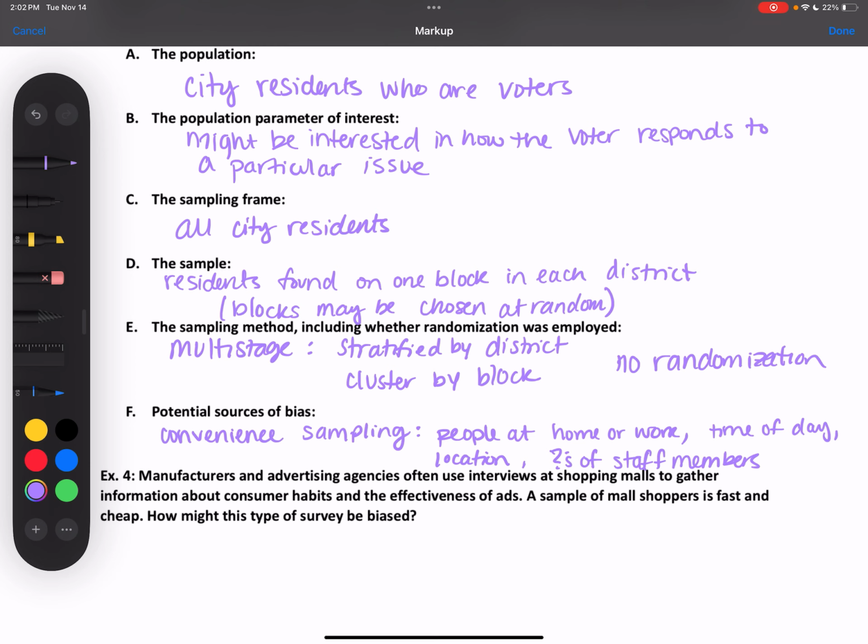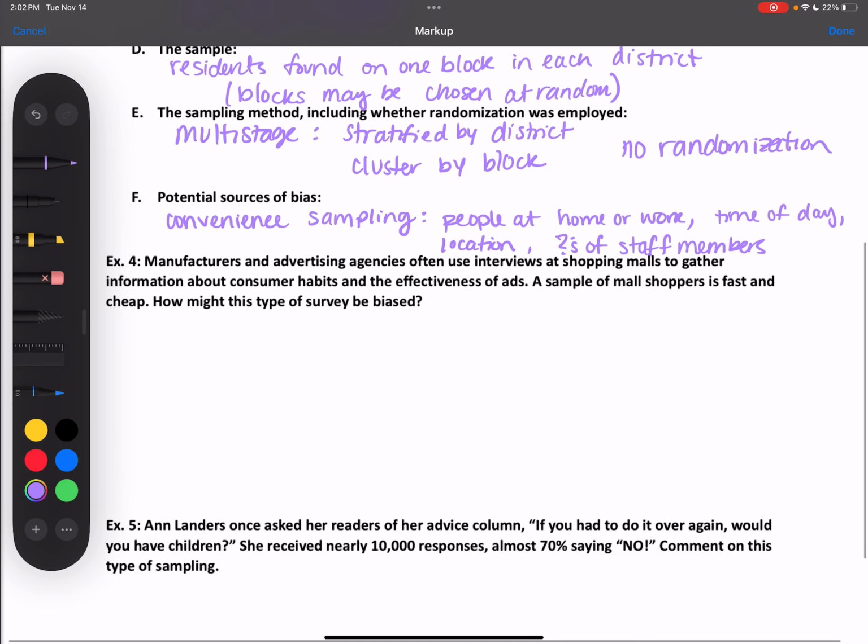All right, number 4. Manufacturers and advertising agencies often use interviews at shopping malls to gather information about consumer habits and the effectiveness of ads. A sample of mall shoppers is fast and cheap. How might this type of survey be biased?